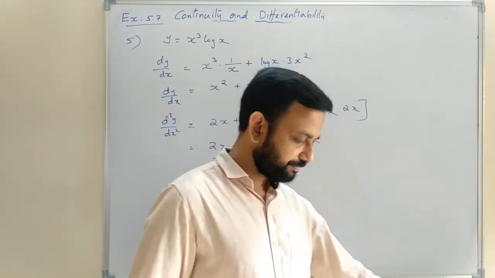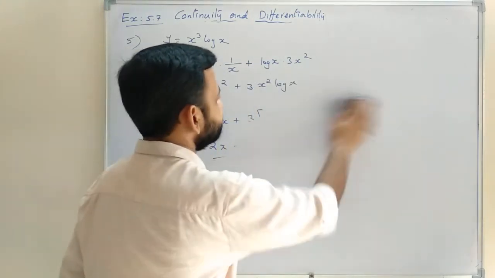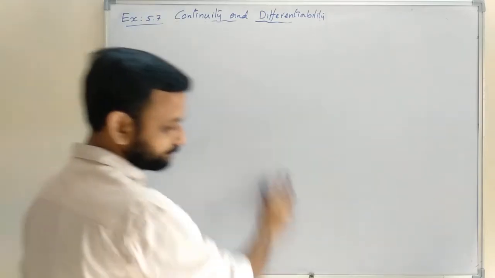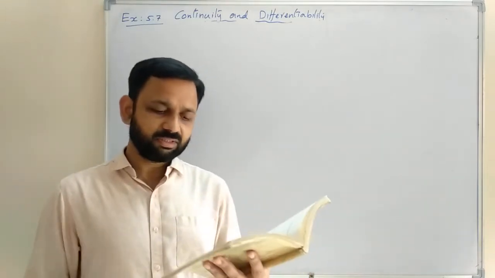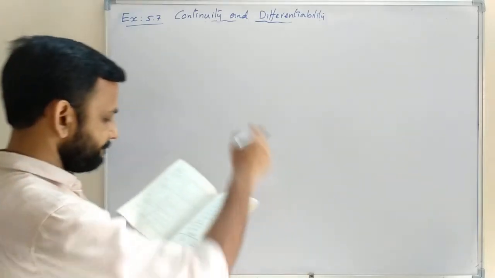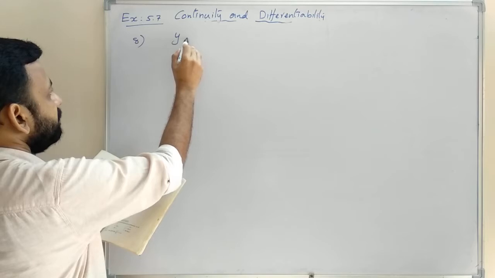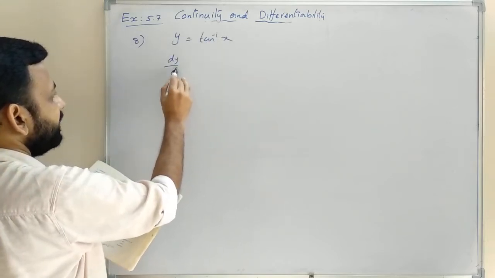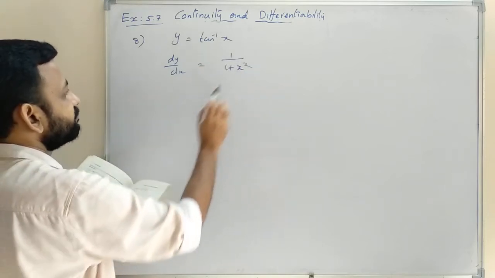Then, the fifth one we have done. Same way, sixth, seventh, eighth questions we will do. Question number 8: y is equal to tan inverse x. dy by dx, derivative of tan inverse x, is 1 upon 1 plus x square.